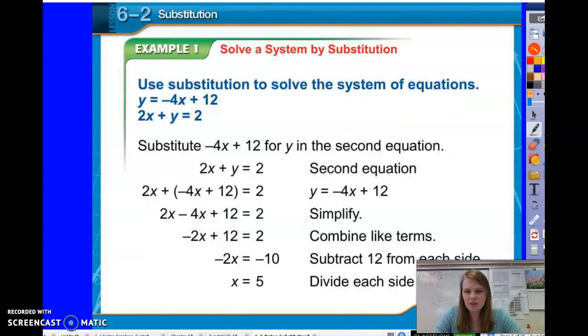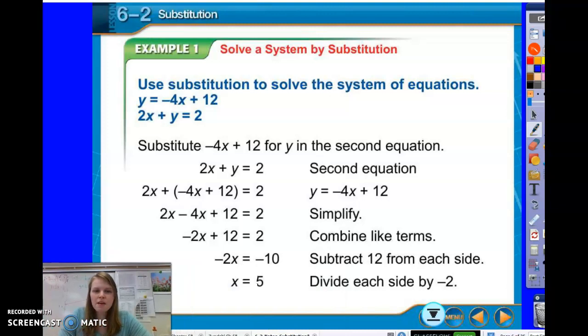So let's go through an example here. Using these equations, it says use substitution to solve. So pick your favorite, x or y, and we need to solve for one of the variables. Well, check this out. This one's already solved for y. Let's just use this. This is our definition for y. We're going to take this chunk and plug it in for y here. So negative 4x plus 12, plug that in for y. We're going to rewrite that so it says 2x plus all of this equals 2.